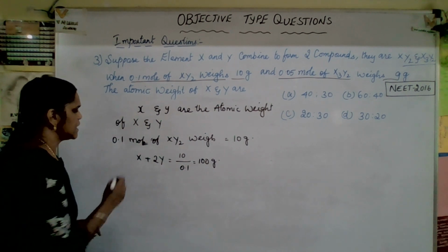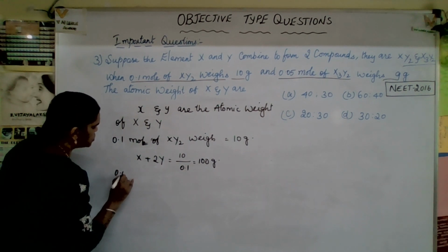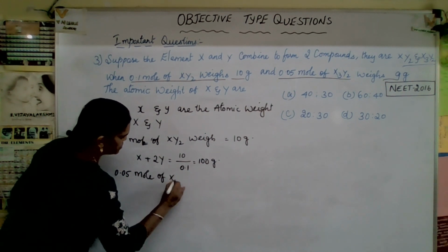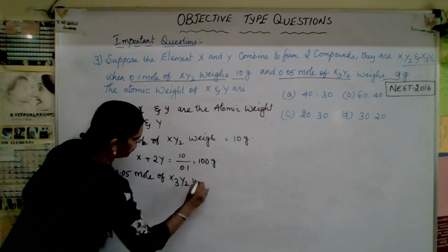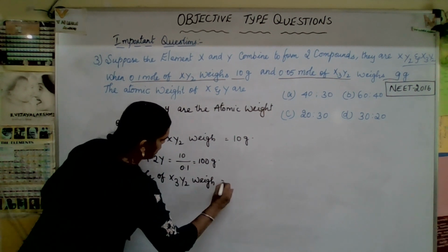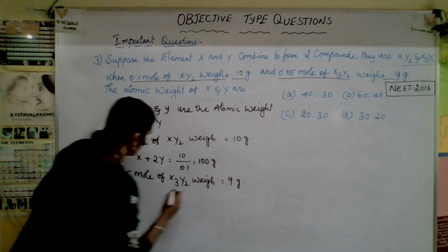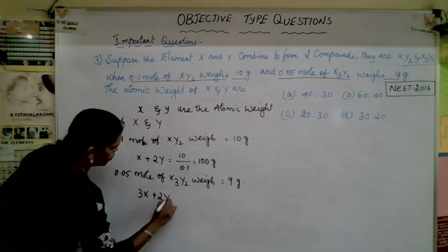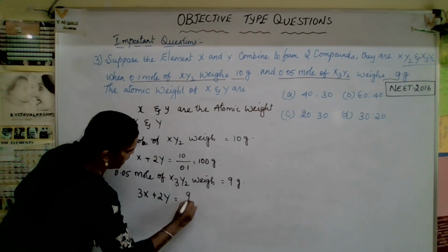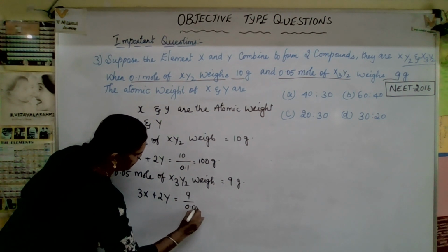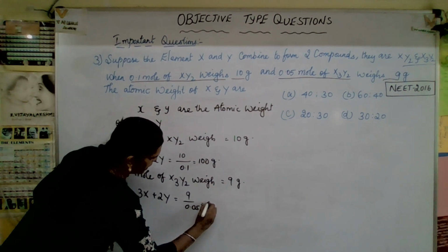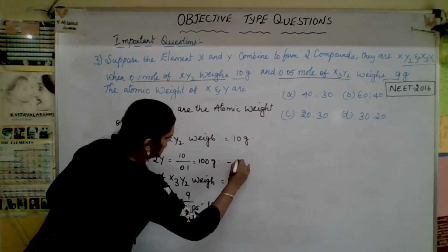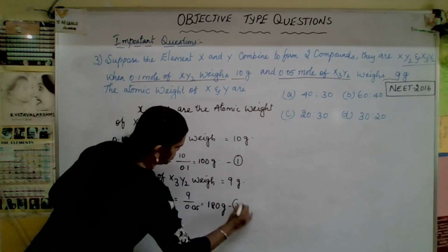That is atomic mass. The same way, 0.05 mole of X3Y2 weighs 9 gram, right? So the same way 3x plus 2y equal to 9 by 0.05. So what is the answer you will get? 180 gram. So this is equation 1 and this is equation 2.